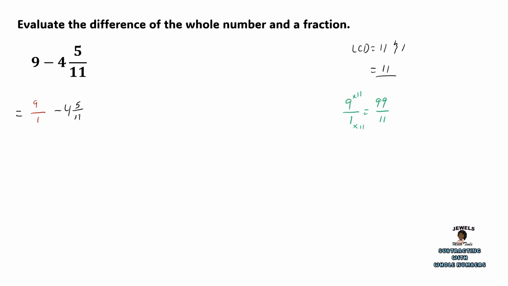And now let's plug that back into our equation, replacing our 9 over 1 with 99/11ths. And we're going to begin our subtraction.